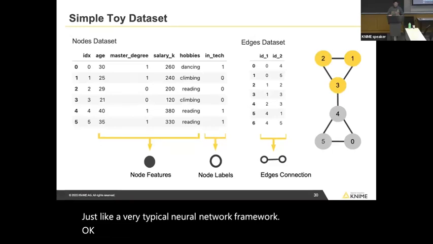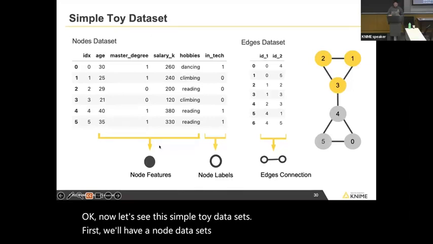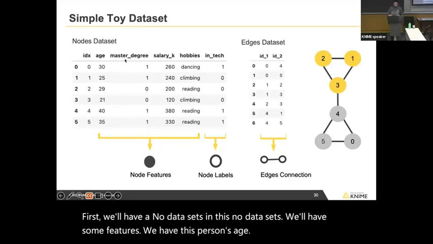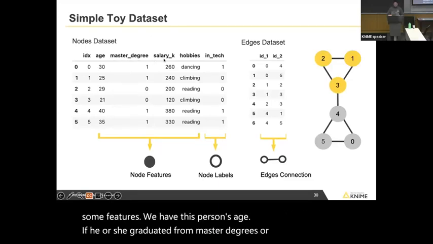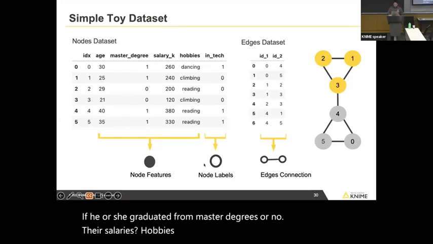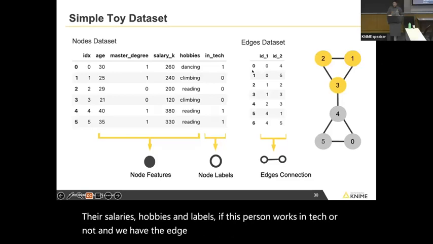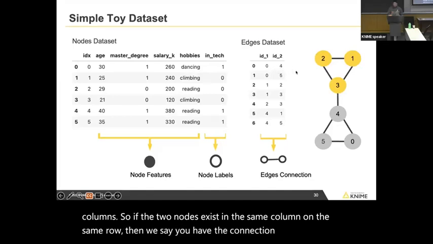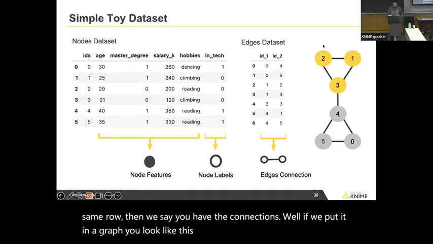Okay, now let's see the simple toy datasets. First, we have a node dataset. In this node dataset, we have some features, right? We have this person's age, whether he or she graduated with a master's degree or not, their salary, hobbies, and the label, whether this person works in tech or not. And we have the edge dataset. For the edge dataset, we have 2 columns. If 2 nodes exist in the same row, then we say they have a connection. If we put it in a graph, it looks like this. So this is a graph representation of the information right here.